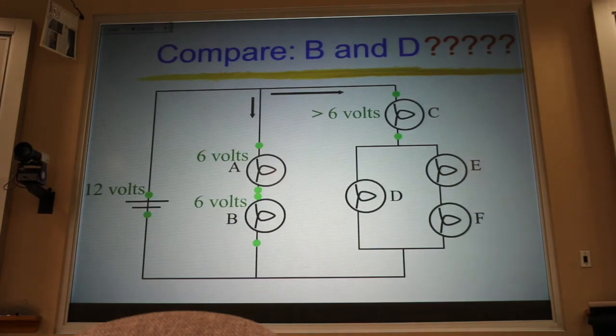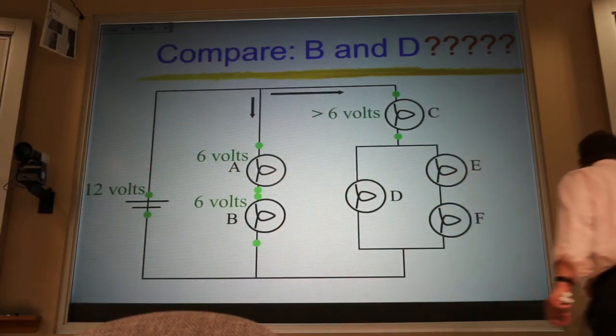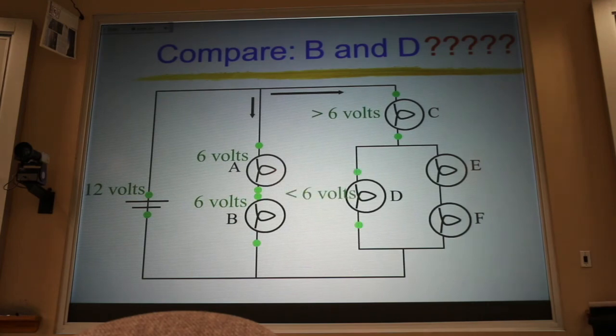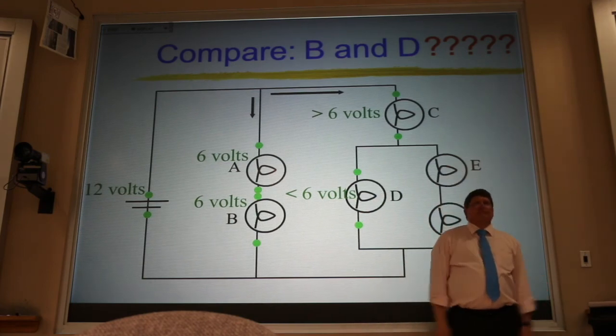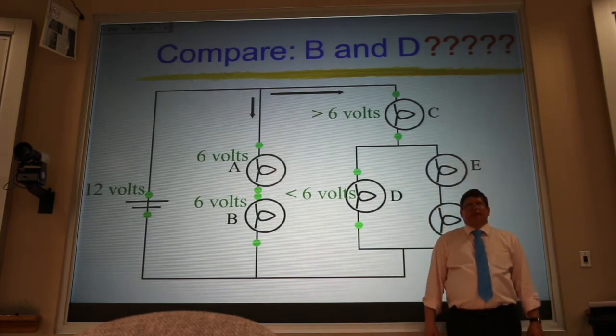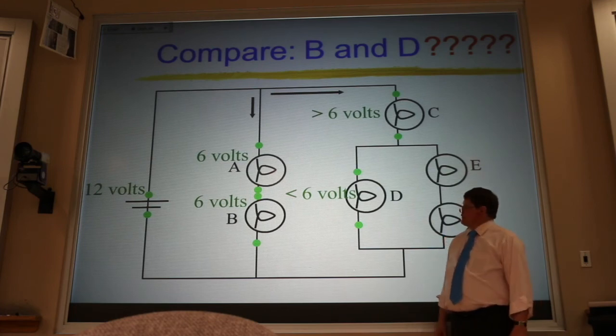All we know for sure with this model of ours is it's got to be bigger than 6. And that means that D has to be less than 6 volts. If I'm comparing 6 volts to less than 6 volts, that's easy enough. Okay? B is going to be brighter.